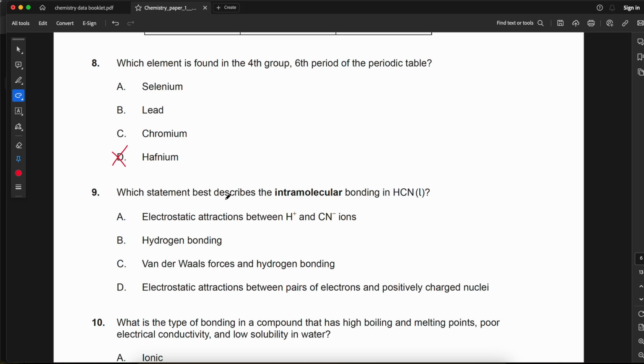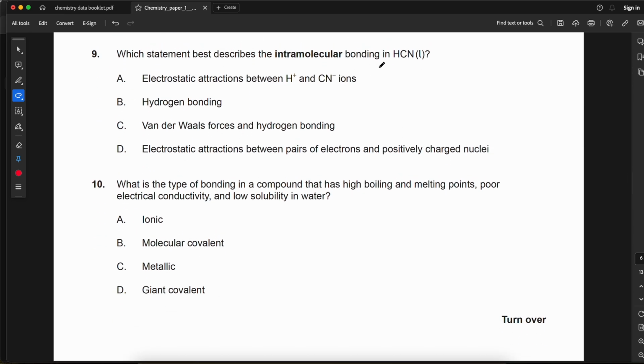Which statement best describes the intramolecular bonding in HCN? HCN would be like this, so it's also H plus with CN minus. So, electrostatic attraction between H plus and CN minus. But H and CN are all non-metals, so it's not electrostatic. Electrostatic is for non-metal and metal. It's an ionic compound, but HCN is not an ionic compound, so no.